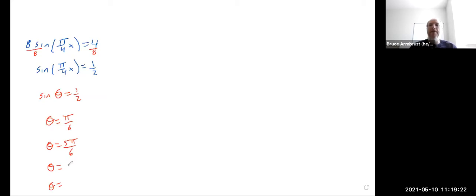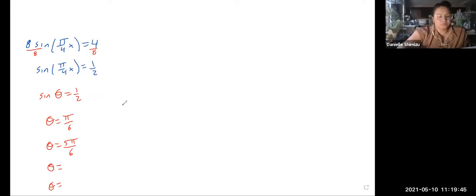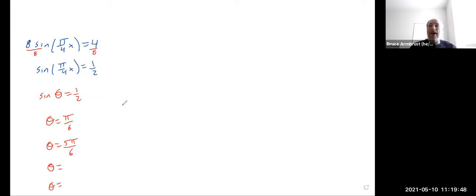How about this? Think about the period of sine. What's the period of sine? How often does it repeat? Not pi. That's 2 pi? Yeah, there you go. The periods of all these things we've seen are either pi or 2 pi. So the next one's going to actually show up at pi over 6 plus 2 pi.